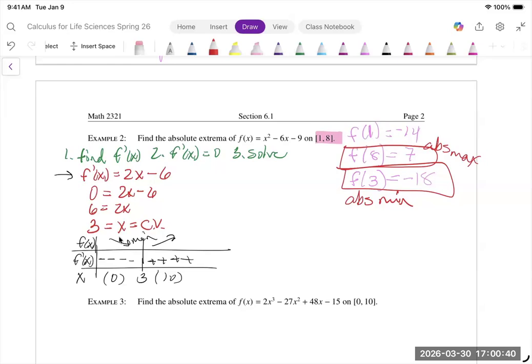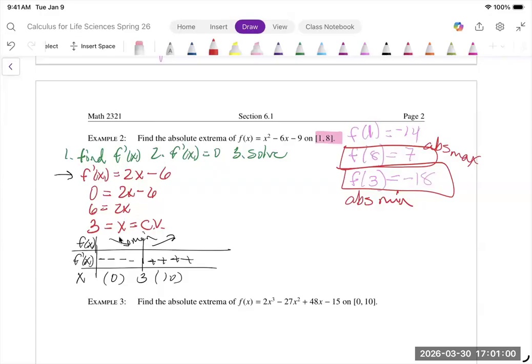You can't do that for the test. You have to put it in. So sorry, just trying to move notes along for you. Okay, so now you just look: the lowest is this one, so this is my absolute min. The highest is this one, so this is my absolute max.